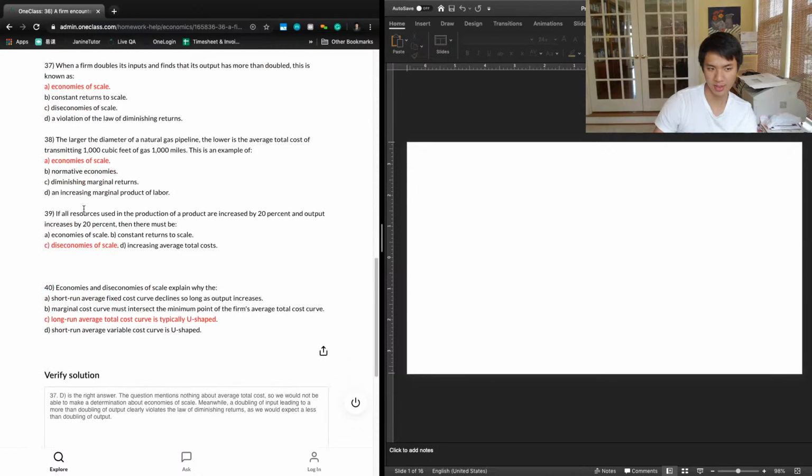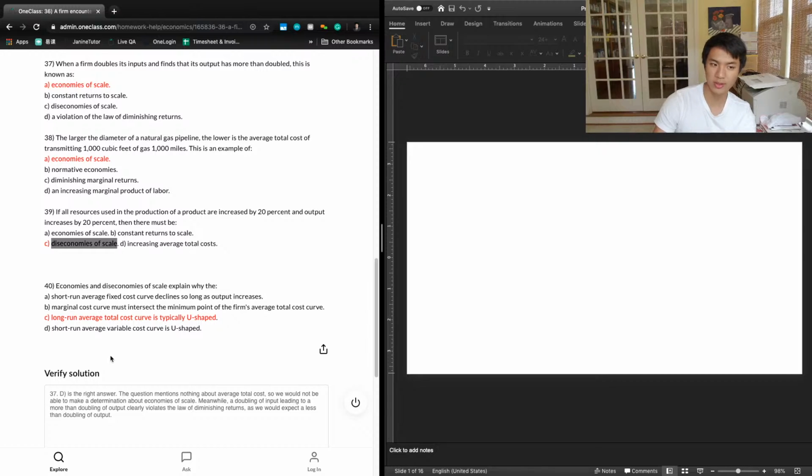Let's take a look at the previous tutor's answer. The previous tutor said diseconomies of scale. And so again, for diseconomies of scale, we would assume that increasing output would actually lead to an increase in overall costs. And that's not what we're seeing here. So we can write a correction here for that and say that the correct answer here is B. The match in percentage increases fits the definition of constant returns to scale.